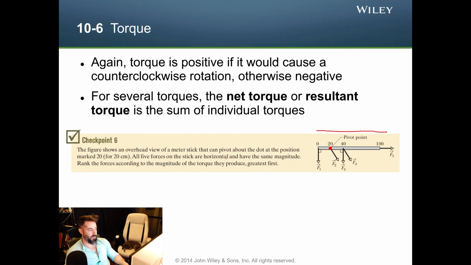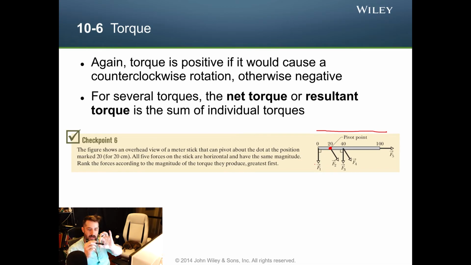All 5 forces on the stick are horizontal and have the same magnitude. Rank the forces according to the magnitude of the torque they produce, greatest first. So greatest to smallest. So basically we have to look at all of them. A little confusing. And admittedly, they are kind of trying to trick you to see if you understand this.